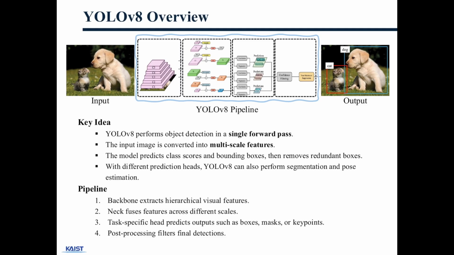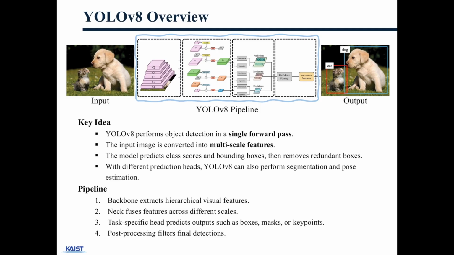The backbone is responsible for feature extraction. It takes the raw image and converts it into hierarchical visual features. Early layers usually capture low-level patterns, such as edges, colors, and textures. Deeper layers capture more semantic patterns, such as object parts or object-level information.